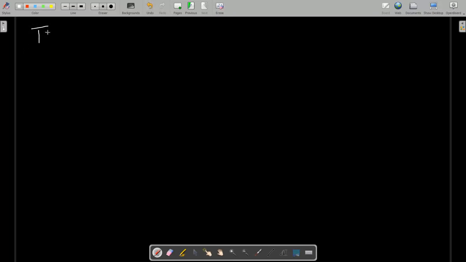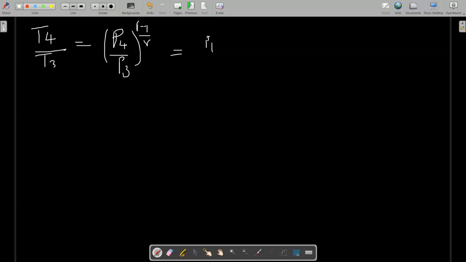Sorry, T4 by T3, because in our question T4 by T3 is there. So T4 by T3 is what? P4 by P3 raised to gamma minus 1 upon gamma. Okay, so what is P4? P4 is the intermediate pressure, and P3 is the maximum pressure, that is R times P1, and gamma minus 1 upon gamma this.